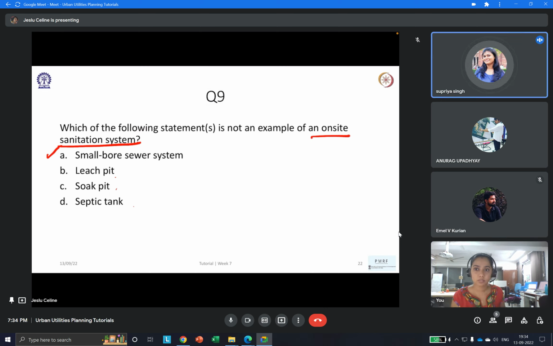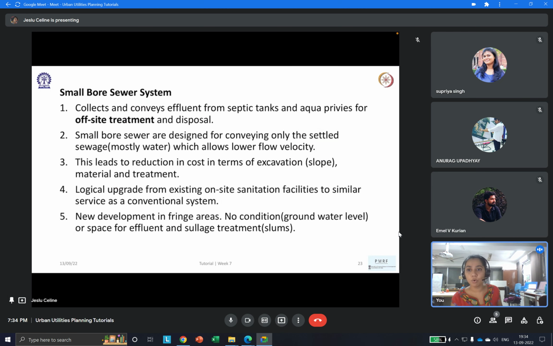Okay. So Priya, any difference in opinion? What is his answer? I didn't listen. It's leach pit. Okay, you're saying leach pit is not an on-site. Fine. Let's see. So, small bore sewer system. It's basically an off-site treatment unit.